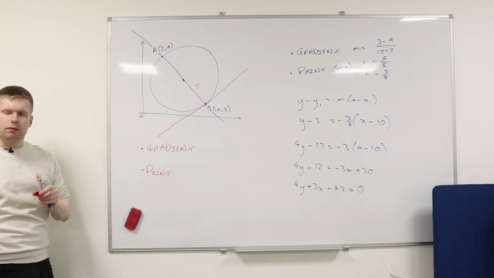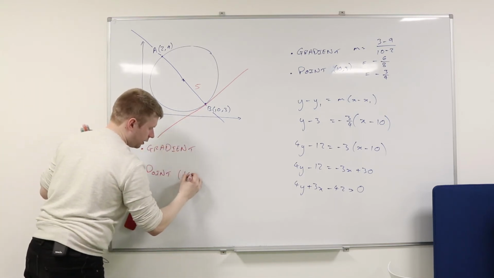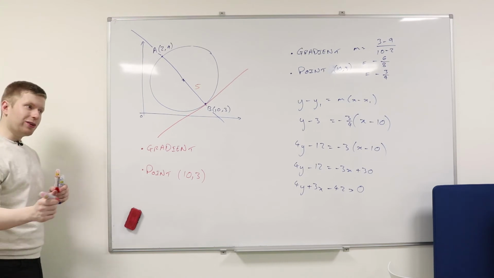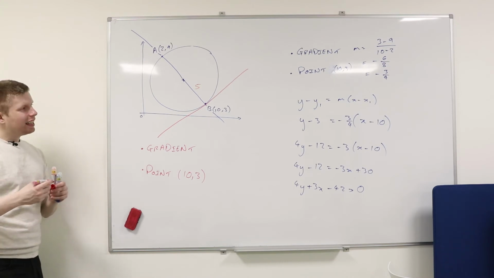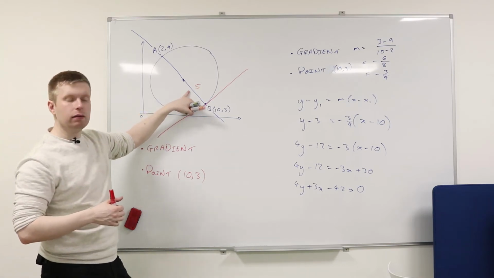Do we have a point? Yeah. We've got B. B definitely lies on the line. So let's go with that. 10, 3. Do we have a gradient? Do we have a gradient yet? But we can work it out, right? So we have the gradient of this line, okay?